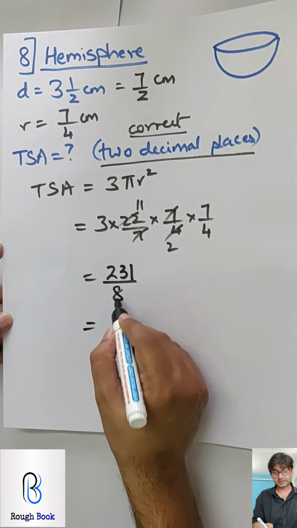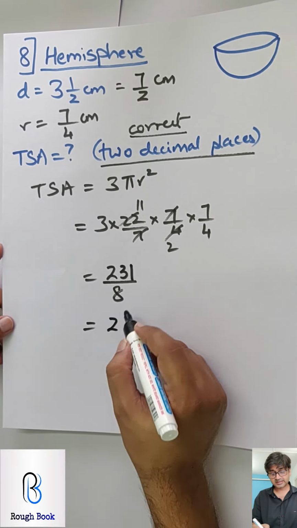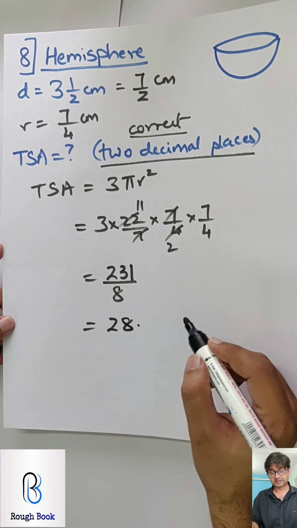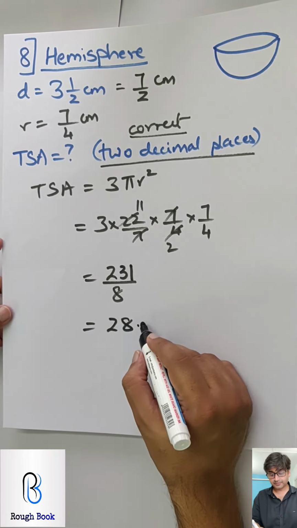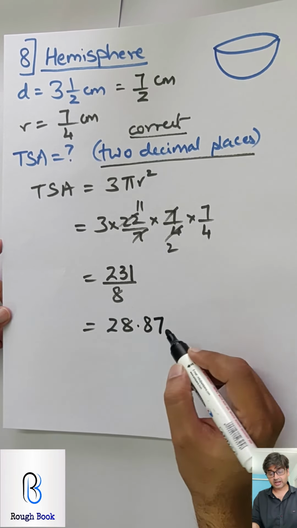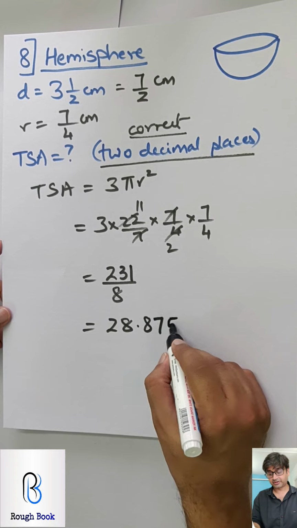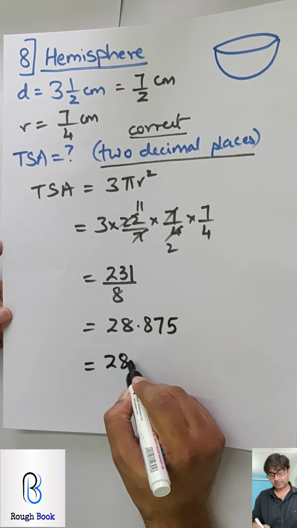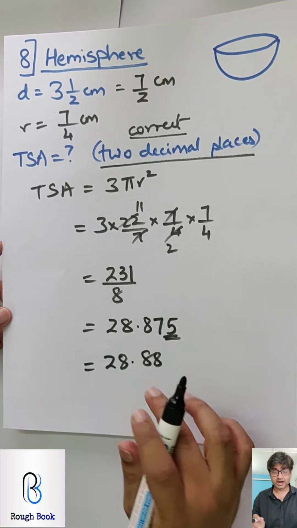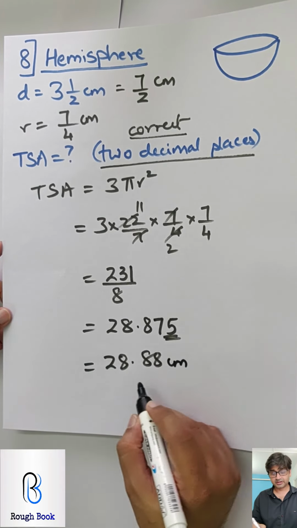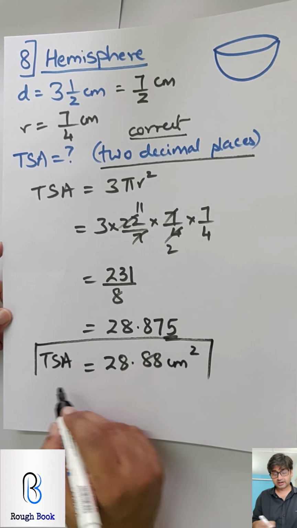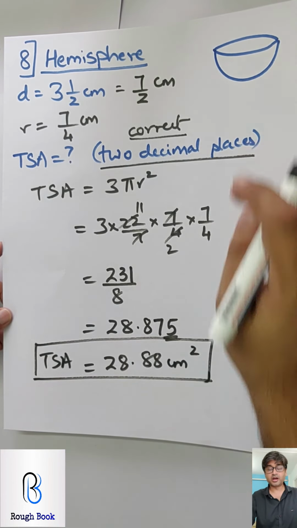231 divided by 8. So 8 2s are 16, 71. So 8 8s are 64, decimal. So that will be 7 again, 70. So 8 8s are 64, 660. So 7 times 56, 440. So 5 times. 2 decimal places. So 8 8, because this is greater than 5, you have to add. So centimeters square. That's your total surface area, correct to 2 decimal places for a hemisphere.